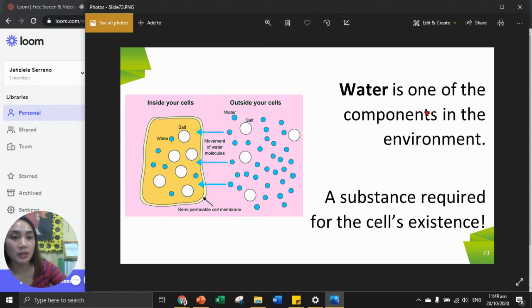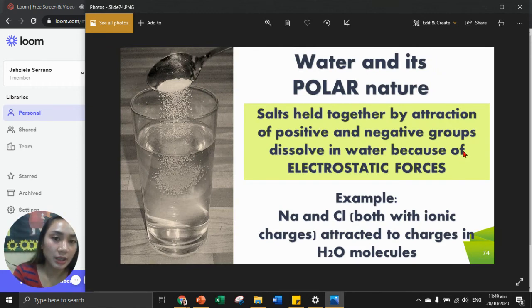Okay, water is one of the components of the environment. So, if you see here sa ating picture, this is a cell. And look inside, we have the water molecules. And then we have water molecules outside your cells. So again, it is both present inside your cell, intracellular, and outside your cell, which is extracellular. It is required for the cell's existence. So let me take a break here.